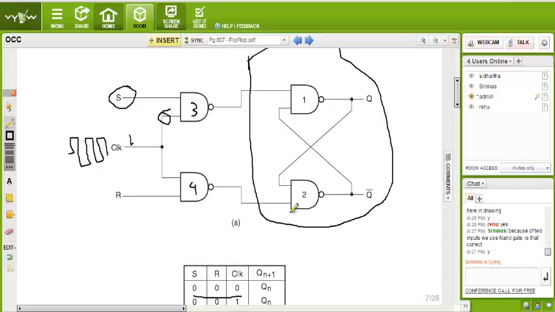Now see, in the earlier case we saw that if S is equal to 1 and R is equal to 0, then our output should be 1, set. For checking that, suppose the previous output was 0, then it should be changed to 1 because we give S equal to 1. Is it clear now?